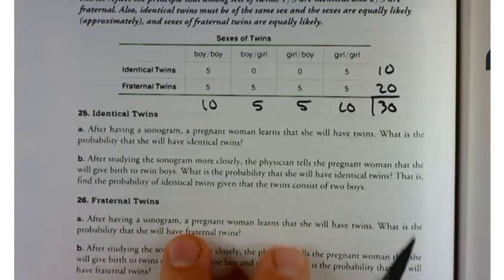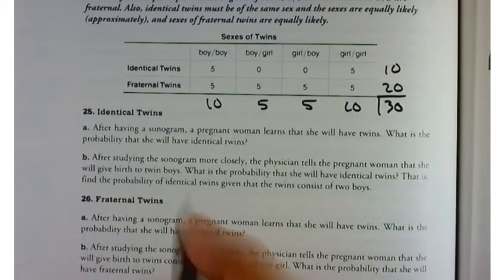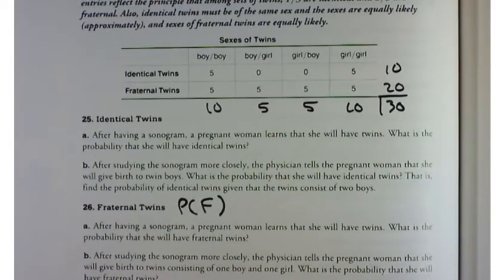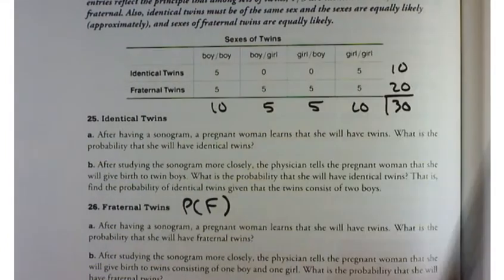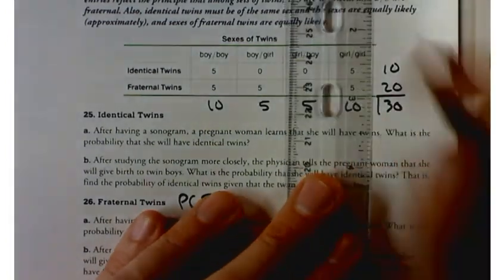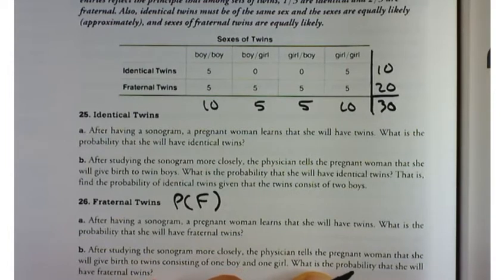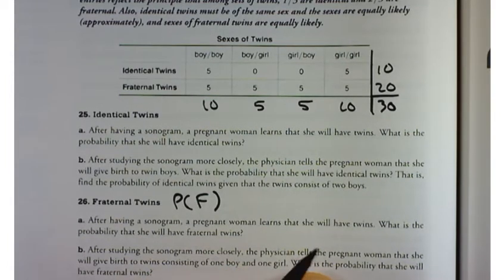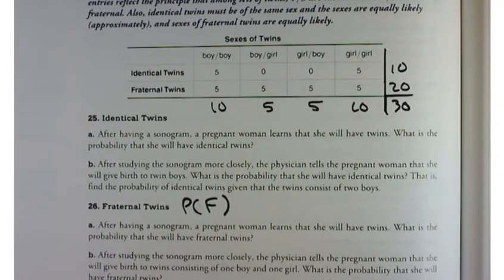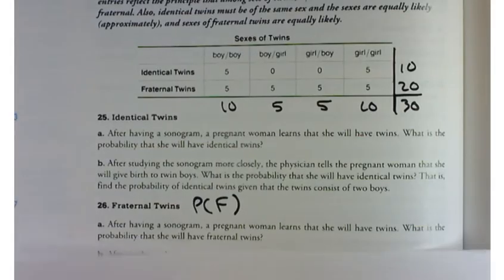So, back to the question. After having a sonogram, a pregnant woman learns that she will have twins. What is the probability that she will have fraternal twins? So, probability of fraternal twins. Well, you can look at the marginal totals here. How many pieces of data are there in this table? 30. How many of them represent fraternal twins? So 20 divided by 30 is 2/3. So probability of F is 2/3.